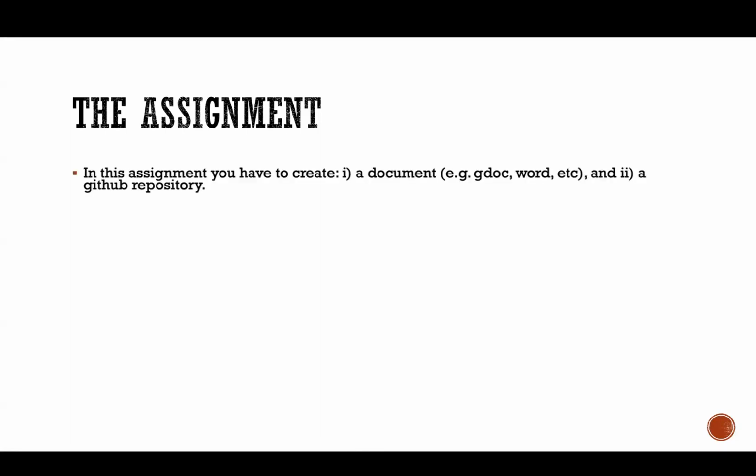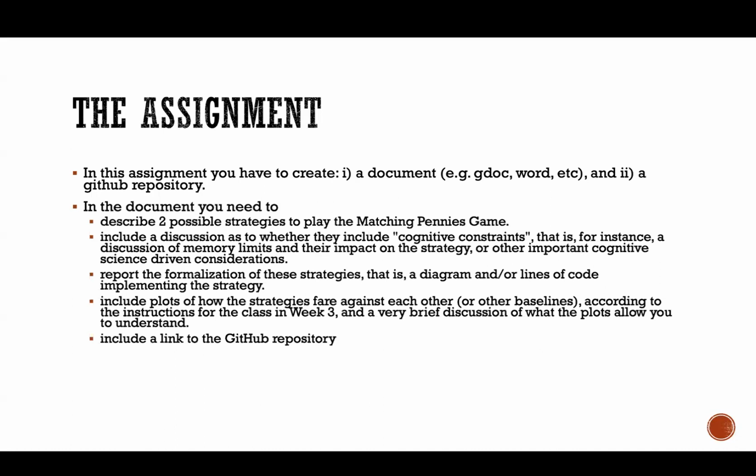Good. So the first assignment for your portfolio reads like this. You have to create a document, Google Doc, Word, Markdown, whatever you run with, Overleaf, a very fancy LaTeX, whatever, and a GitHub repository. In the document, you need to describe two possible strategies to play matching pennies. That is, two data generating processes that might be generating the matching pennies data.